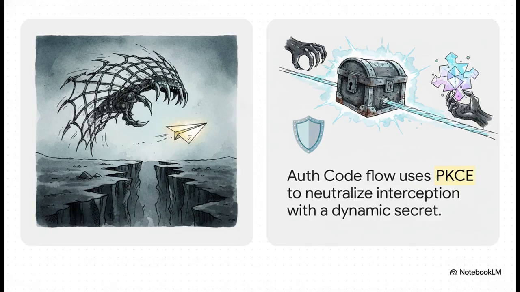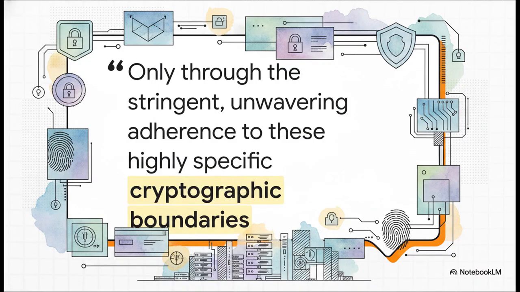for code exchange. PKCE mathematically neutralizes interception attacks by requiring a dynamically generated secret verifier. This ensures that even if an authorization code is stolen in transit, the attacker is completely unable to exchange it for an access token. And that brings us to our conclusion.